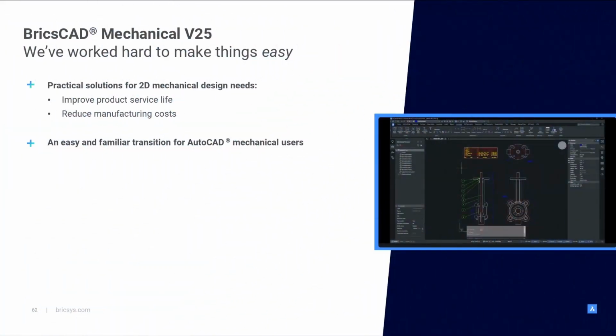BricsCAD Mechanical V25 is about providing practical solutions for 2D mechanical design needs. This approach minimizes failures in the service life of manufactured products like the valve and reduces overall manufacturing costs. For users transitioning from AutoCAD Mechanical, the process becomes simpler and less time-consuming. Experience a familiar and efficient 2D drafting workflow with BricsCAD Mechanical V25.